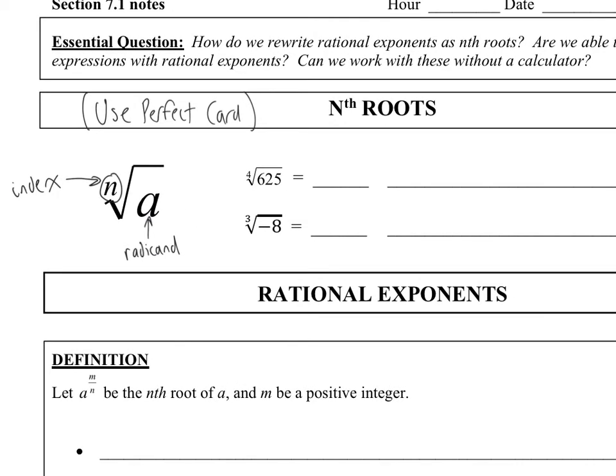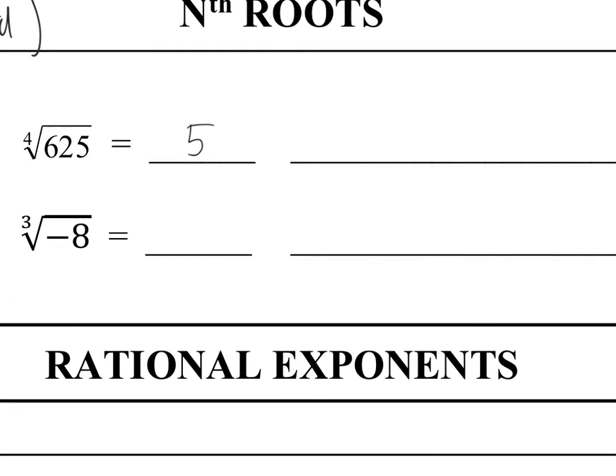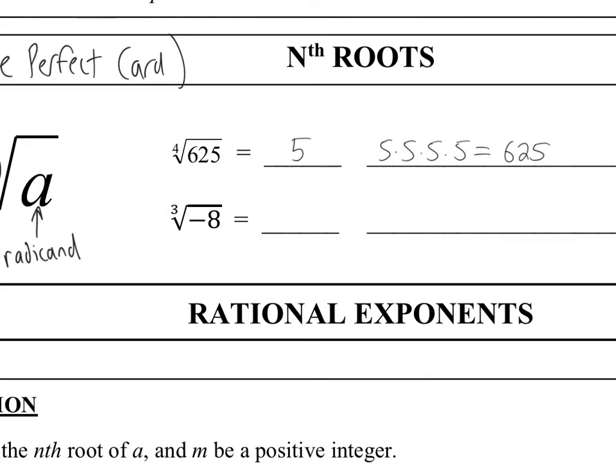All right, so we have the 4th root of 625. Well, that is, what number times itself 4 times is 625? Well, that's going to be 5, because if we multiply 5 by itself 4 times, that's going to equal 625. So the 4th root of 625 is 5.